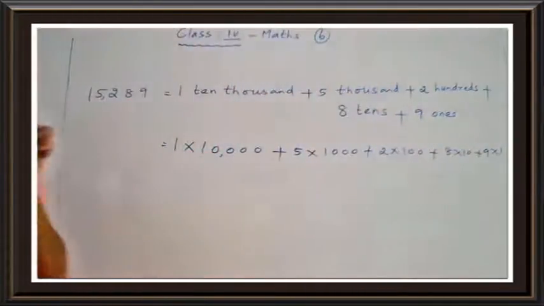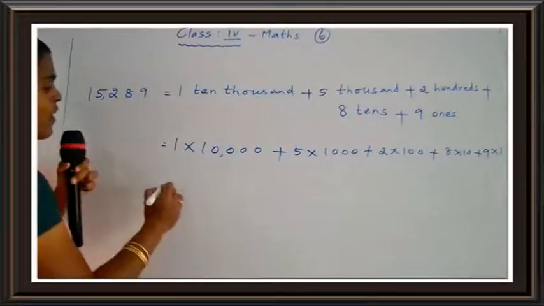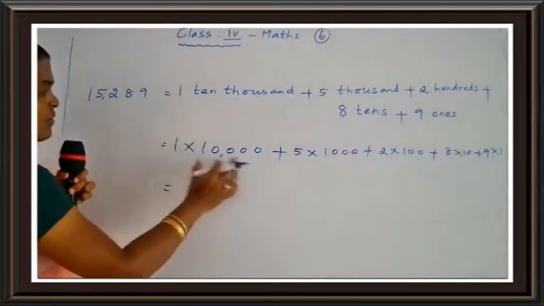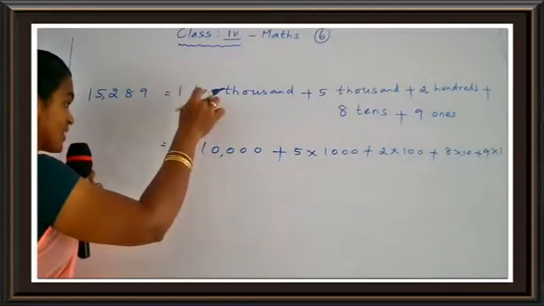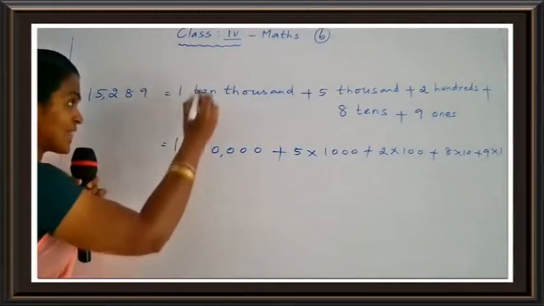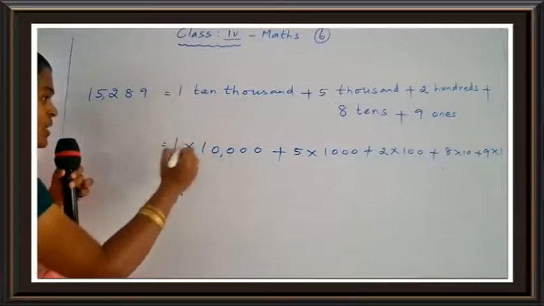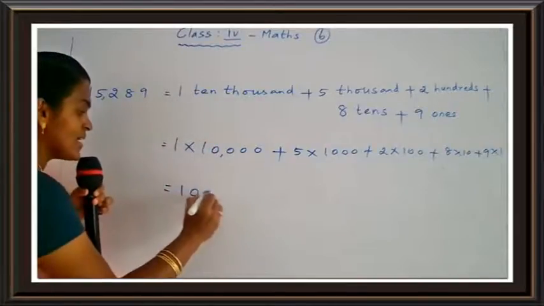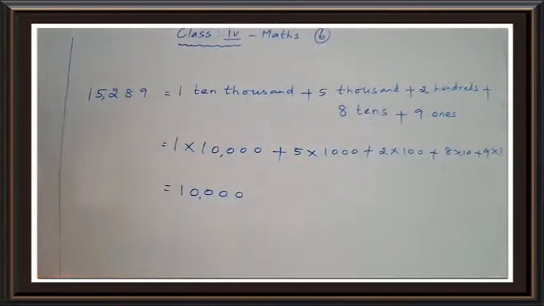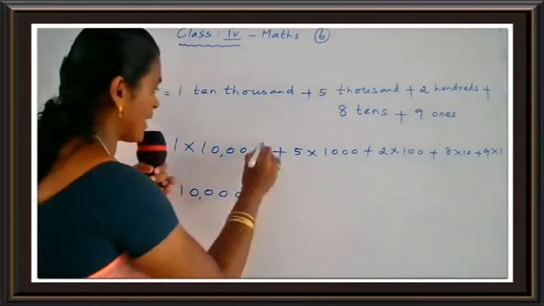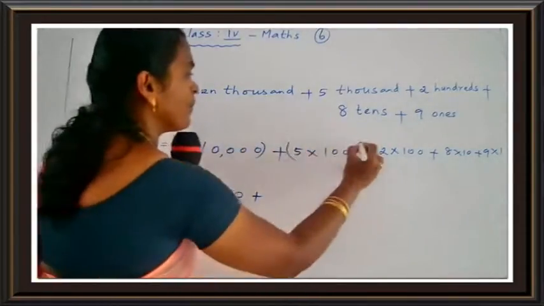Okay, this is another form. Next, one more form is there. 1 10,000 means your answer is in words. Suppose you write in numerals, how do you write? 1 into 10,000, 10,000. Okay, 1 into 10,000 means your answer is 10,000 plus, now you multiply. Okay, this is one digit, this is one digit.